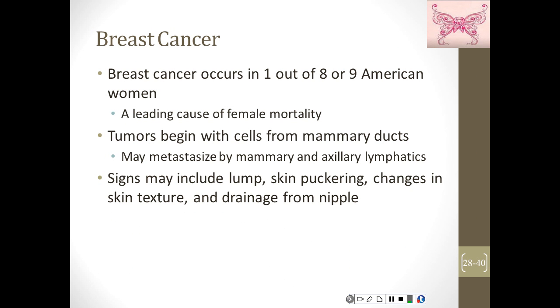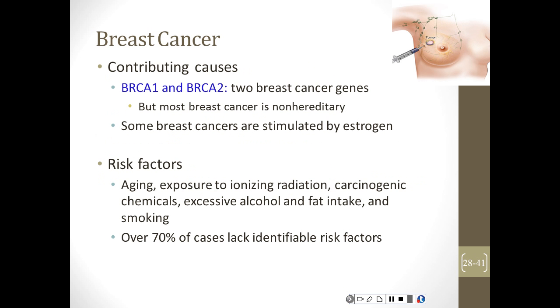Signs of breast cancer include, of course, you may have a lump or a tumor that you may palpate yourself, where they have you do self-examinations, puckering of the skin, changes in the skin texture, and of course if there's a discharge from the nipple. Now there's 2 breast cancer genes. Those were discovered in the 1900s, and they are the BRCA1 and BRCA2.